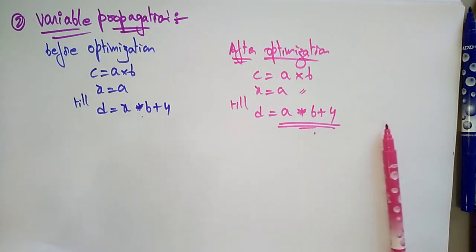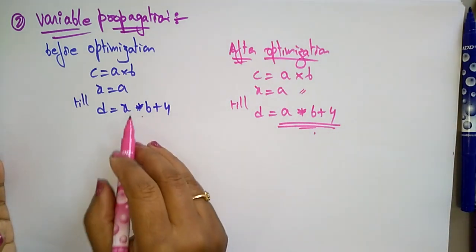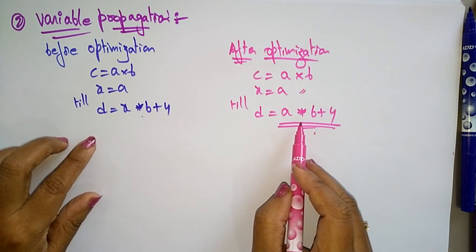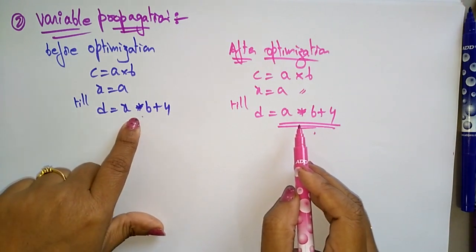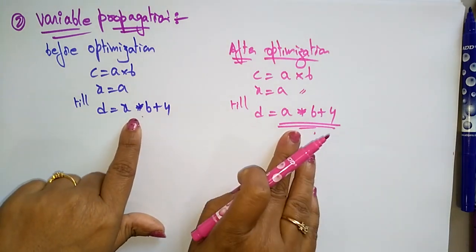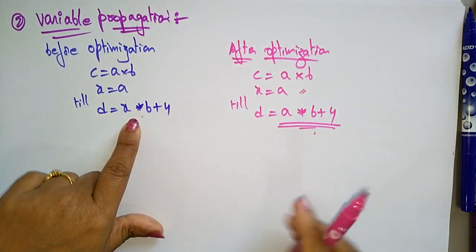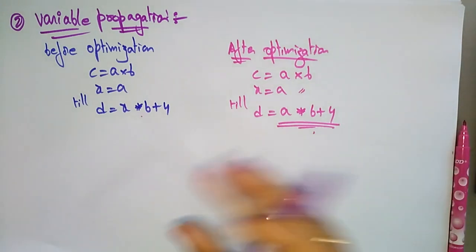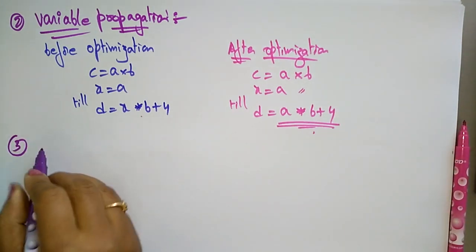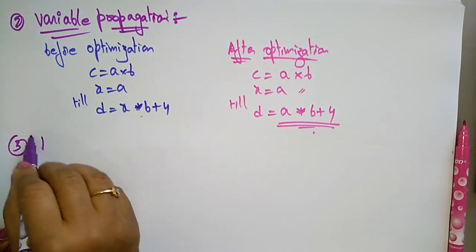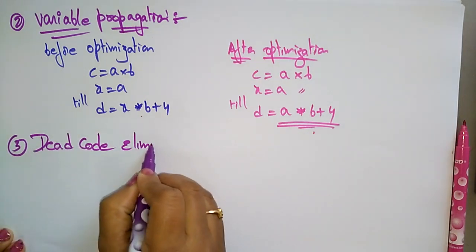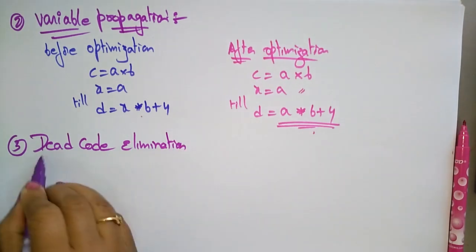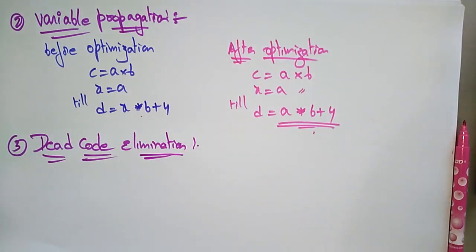Here after variable propagation, the A into B and X into B are identified as common sub expressions. Now coming to the third one. What is the third technique of code optimization? Dead code elimination. The code that you are not using, you can eliminate in the program. That is dead code elimination.